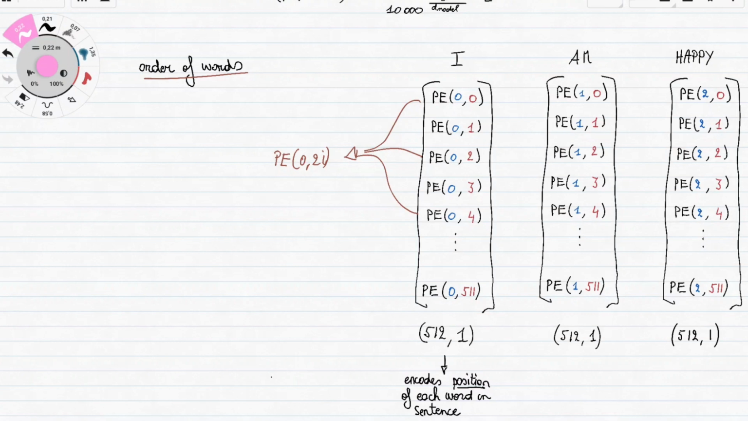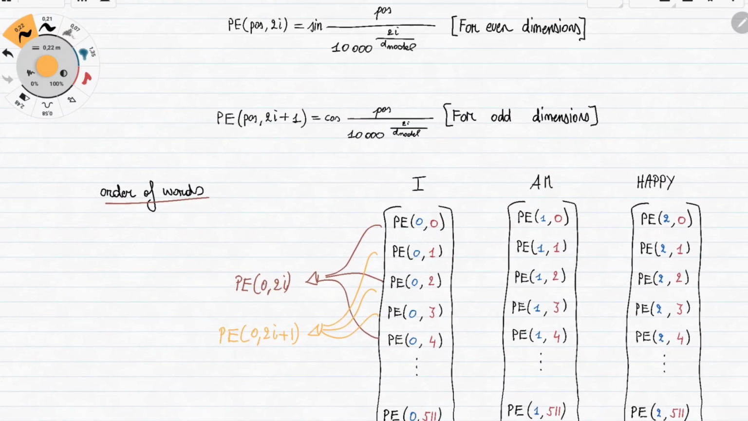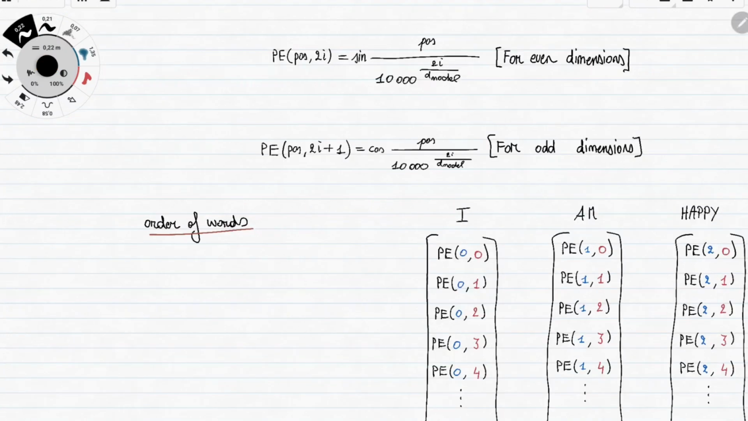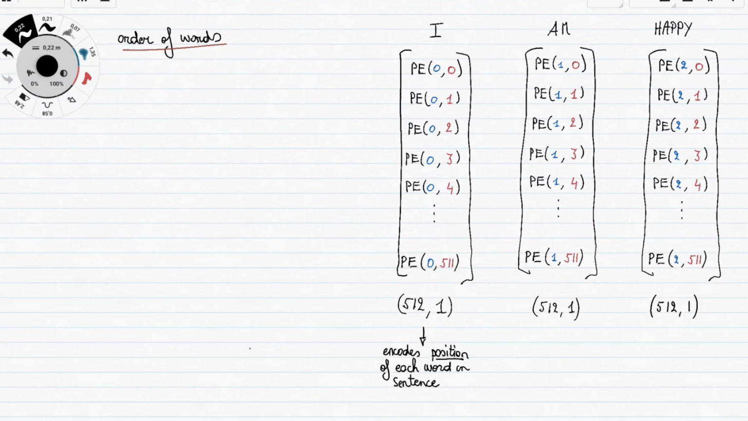The positional encoding for the word "I" at position 0 is represented as PE(0, 2i) for the even dimensions, and for the odd dimensions we have PE(0, 2i+1), which corresponds to this cosine formula, whereas the first one corresponds to the sine formula. If you look at the two formulas, d_model represents the dimensionality of the model's word embeddings, and in this example it is 512.